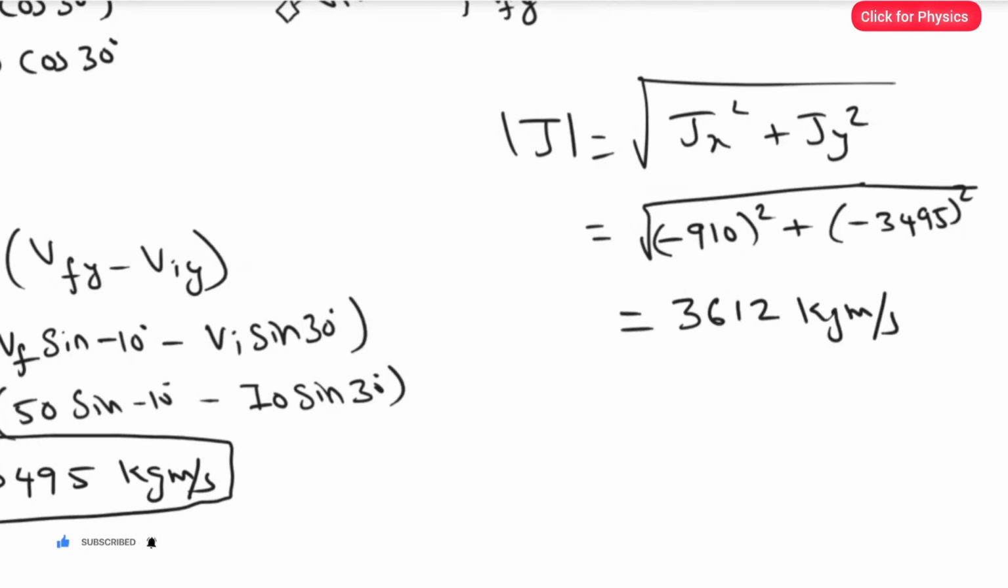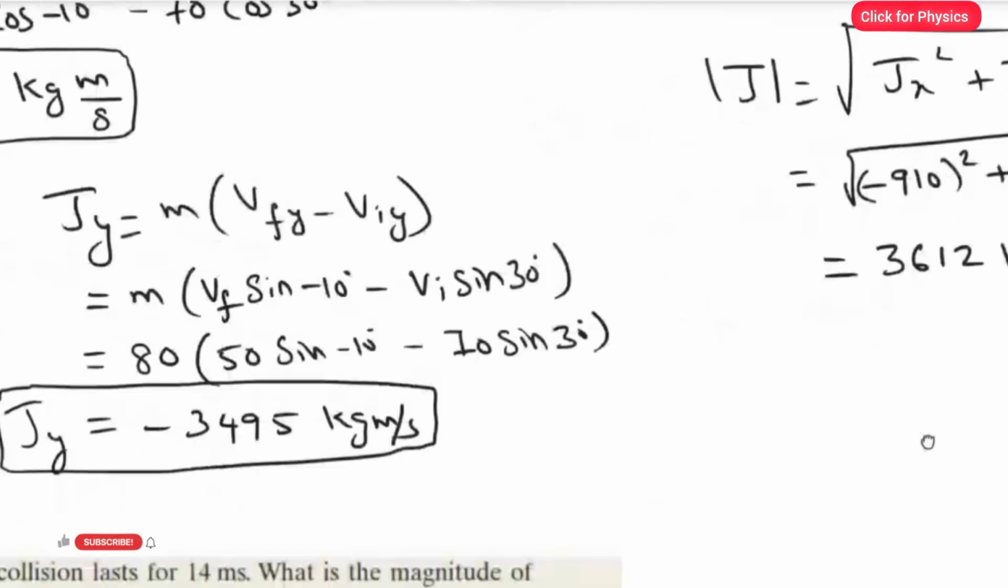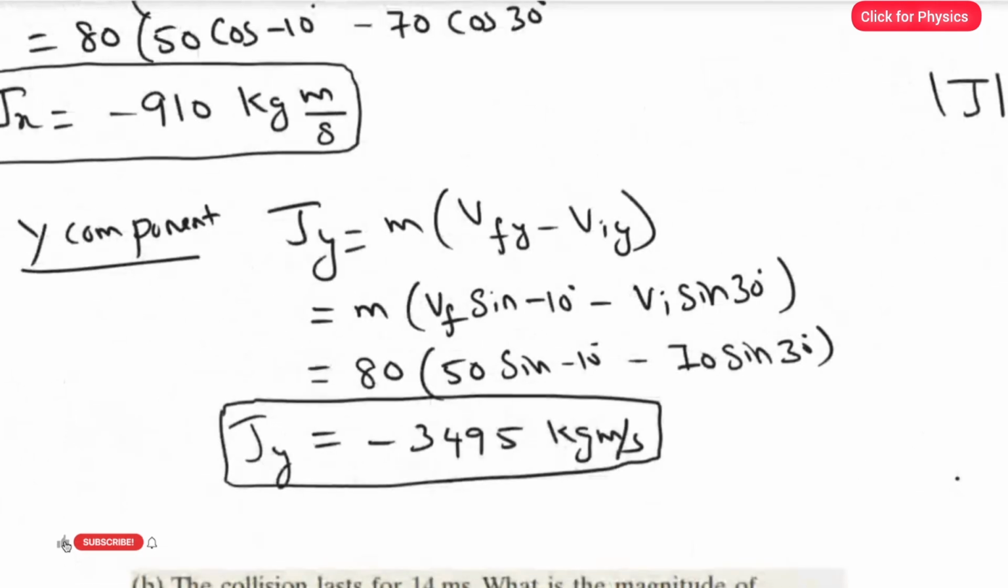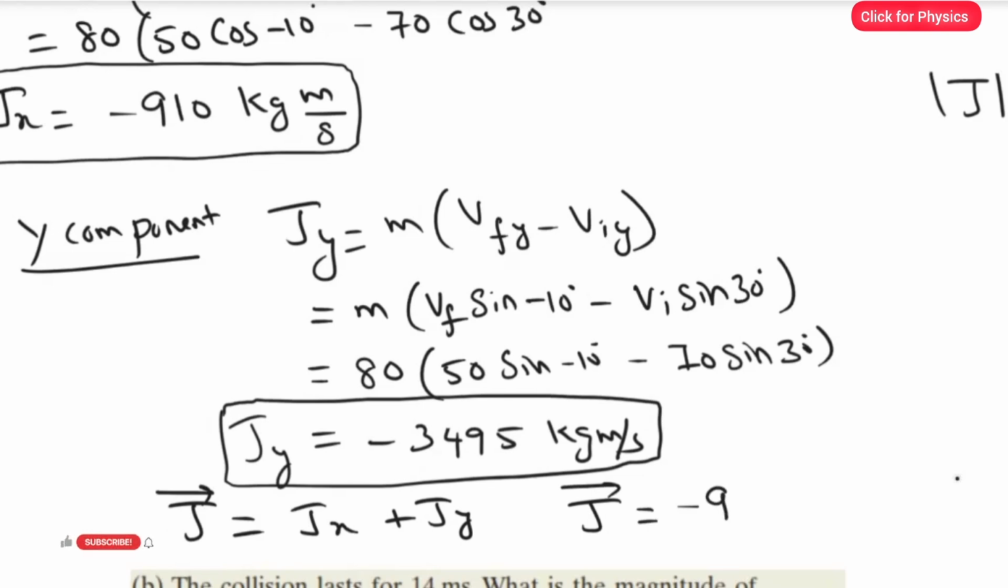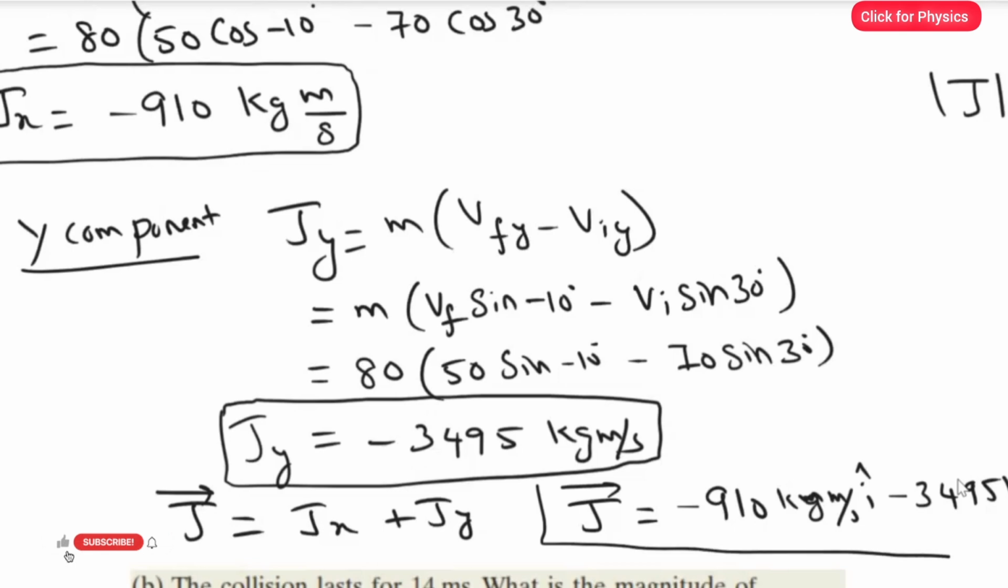But anyhow, because they gave the answer, I think we have to give the answer in vector notation. How to write the vector equation for this impulse? So impulse is a vector quantity. So we have to write j of x plus j of y. So you can write j vector, which is equal to minus 910 kilogram meter per second i cap minus 3495 kilogram meter per second j cap. So this is in terms of vector equation.